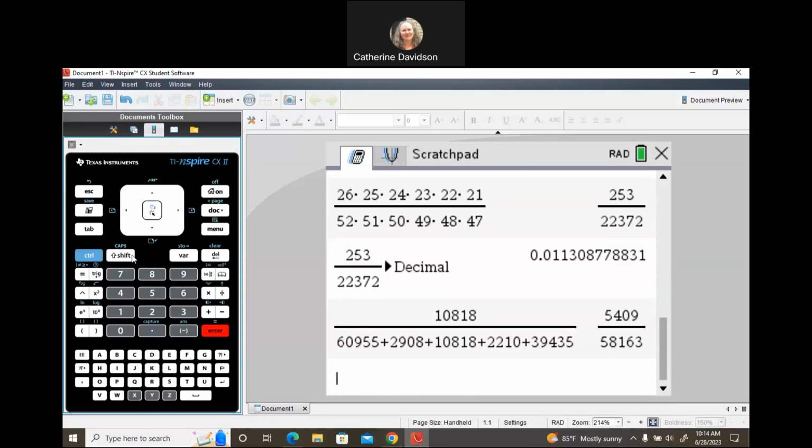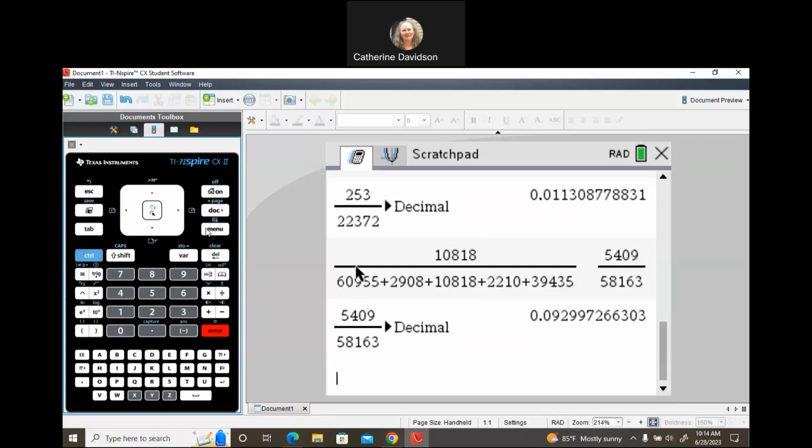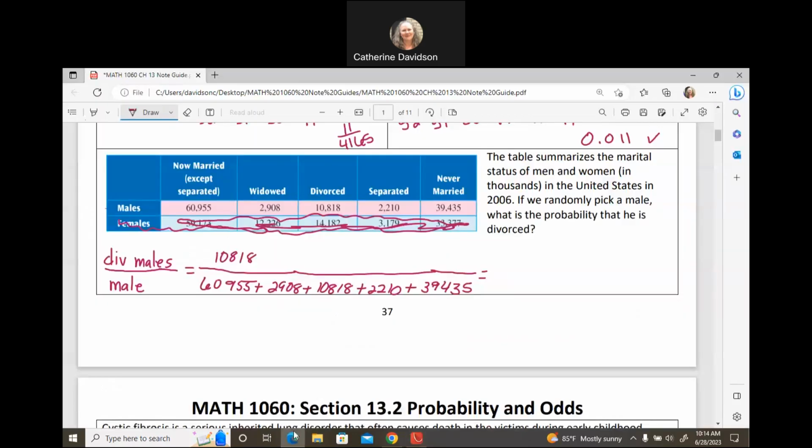Okay, I know this one's a decimal for sure. And let's do 3 decimal places, 0.093. They may ask for a different number of decimal places. So about 9% of the males are divorced. And this is it for section 13.1.